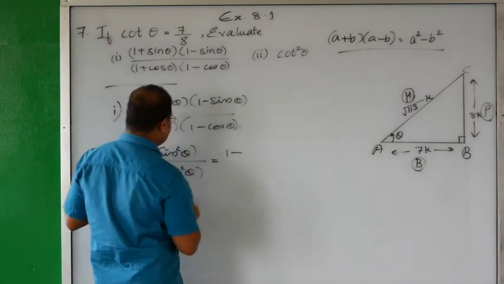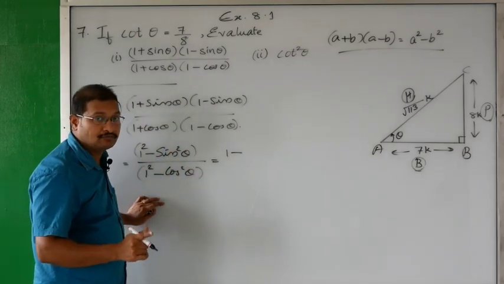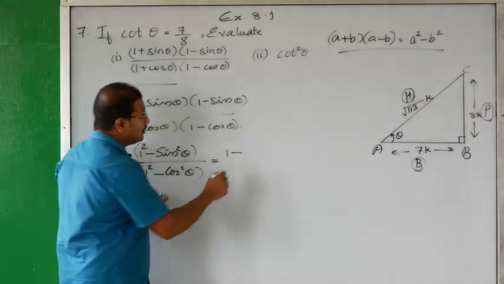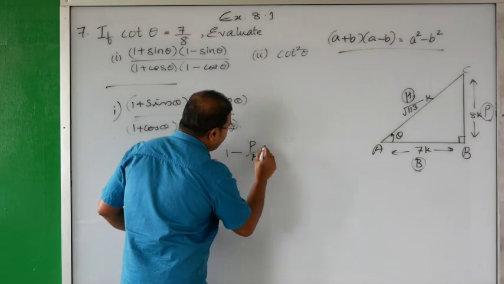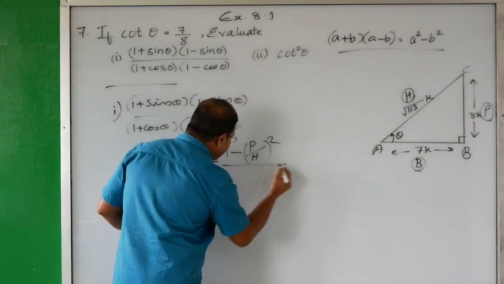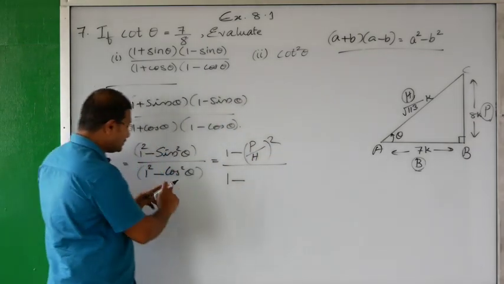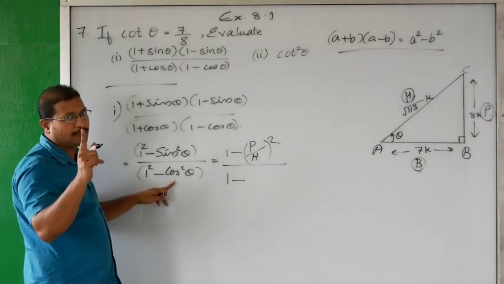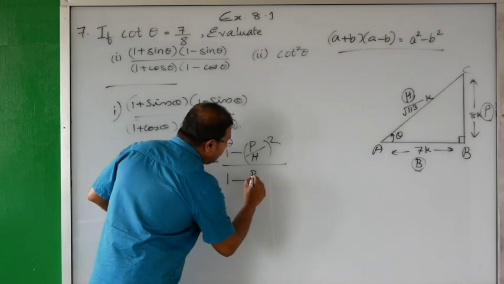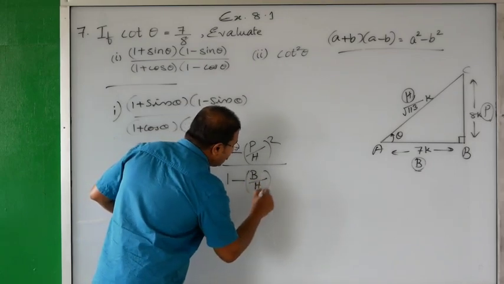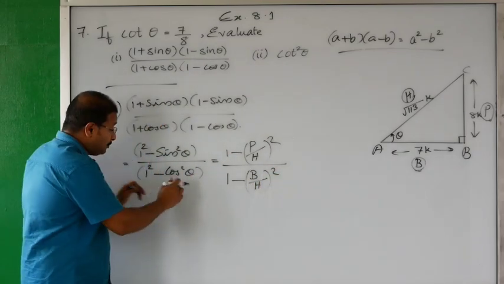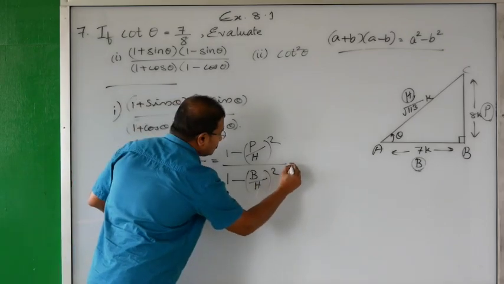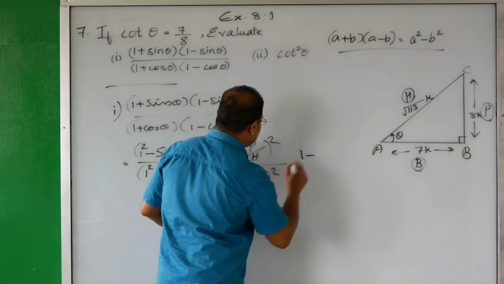So, 1 minus the value of sine theta. Sine means what? Yes, perpendicular by hypotenuse, the whole square, divided by 1 minus cos square theta. Cos theta is? Yes, base by hypotenuse. So we will write base by hypotenuse the whole square. Why square? Because it is cos square theta. Ready? Now this equals 1 minus perpendicular.